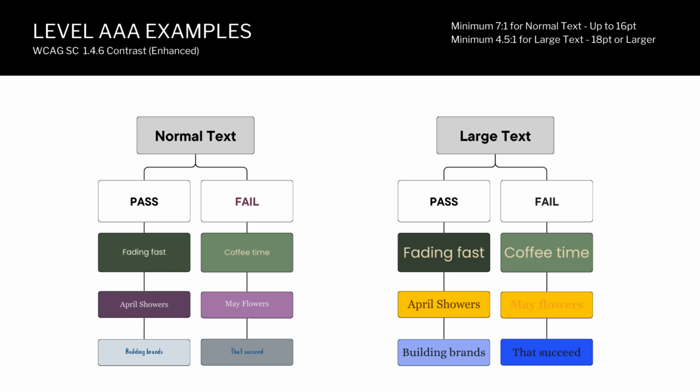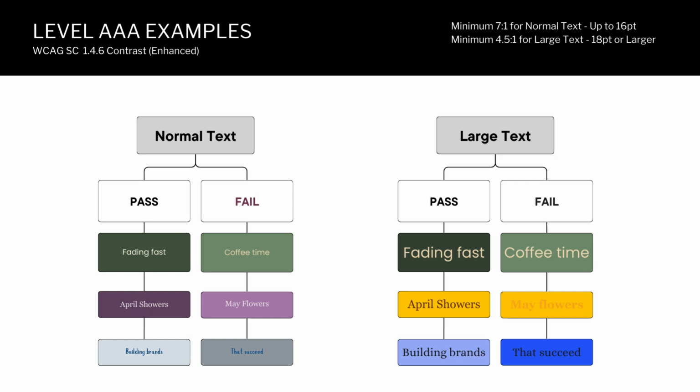This next slide is again another opportunity for you to take a screenshot and save. This is the level AAA examples, and the success criterion for the WCAG is 1.4.6, Contrast (Enhanced). So this is going above and beyond for needing to comply with color contrast. It's only for normal text or for large text. And you'll see in the examples here that there's obviously more of a stark difference in being compliant or not when it comes to level AAA.